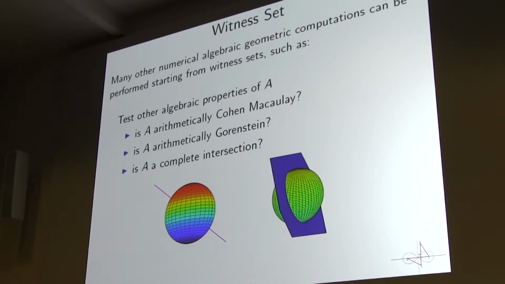Suppose you wanted to do some algebraic computations. So 3 things that you want to know. Is your variety arithmetically Cohen-Macaulay? Is it arithmetically Gorenstein? Is it a complete intersection? You can do these 3 computations without knowing any polynomial that vanishes on the ideal. You can do these by witness sets, and what you do is you compare a witness set with a general curve section, and just by looking at those 2, you can answer these 3 questions.